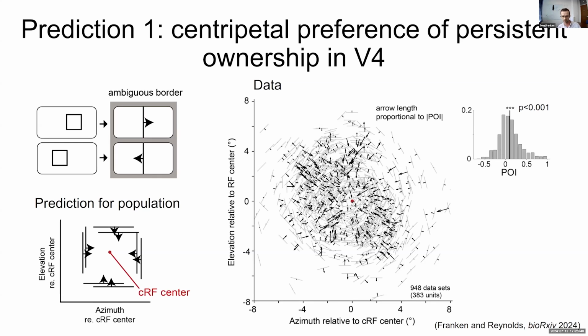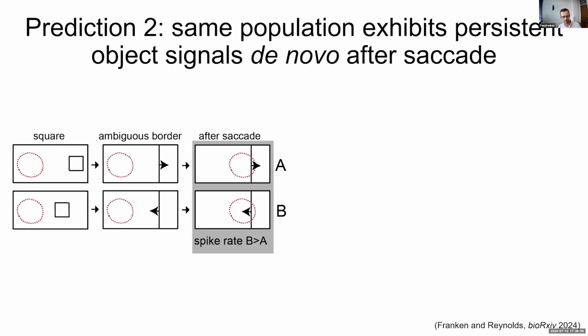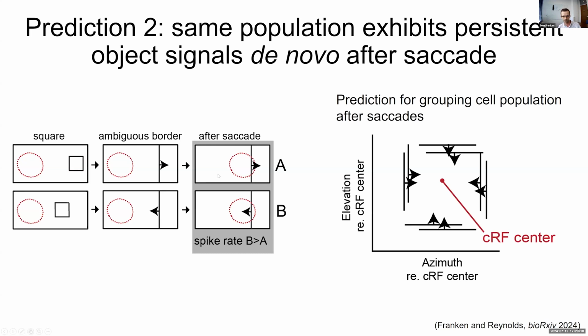Now, an important question, of course, is do we see the same after the saccade happens for these same cells? Because the grouping cell model predicts that the same population of cells provides the feedback to border ownership cells in all these different situations. So we added a third step to our experiment, where we start with the squares away from the receptive field, switch to an ambiguous border, then move the fixation point so that the ambiguous border lands in the receptive field, and analyze the spikes in that window here.